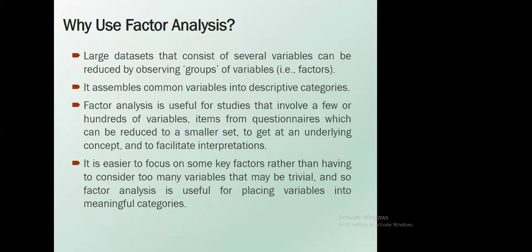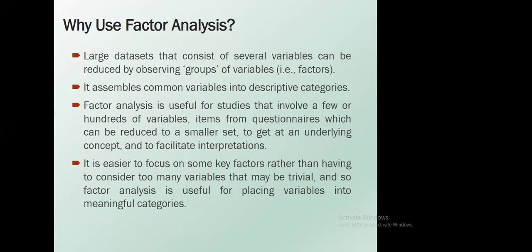So the rule of thumb is that for each variable, you should have at least 10 times the number of observations. Some people say it should be 15 times. Some people say it should be 20 times. But ideally, at least it should be 10 times the number of variables.